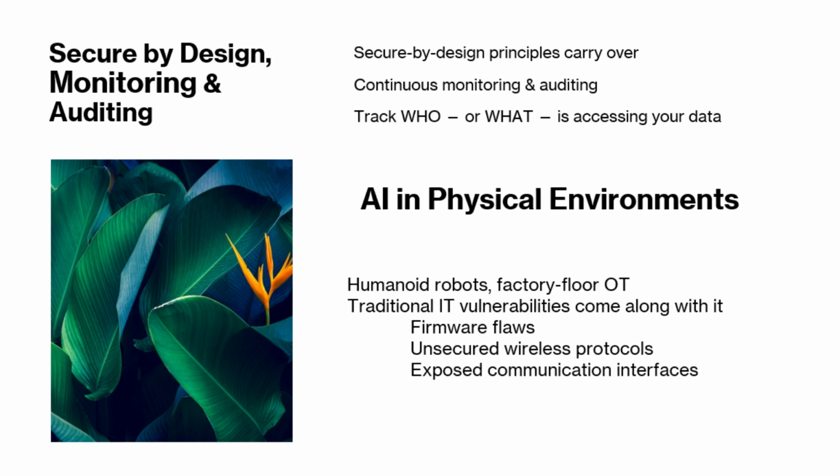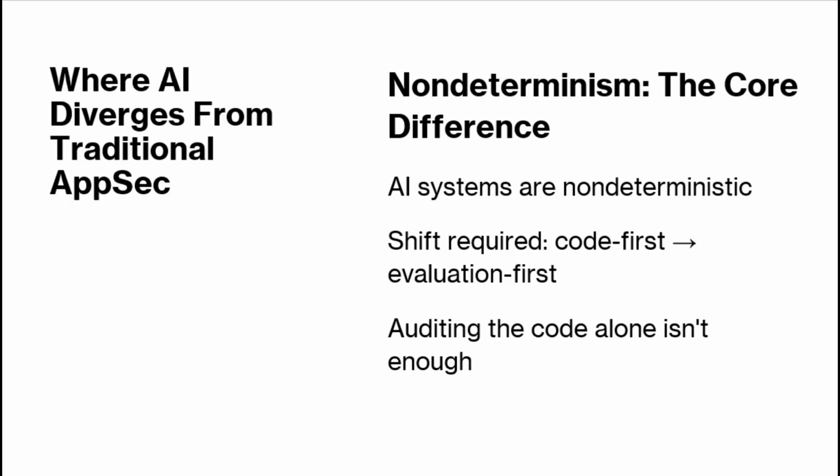Now, here's where it gets genuinely different from what traditional AppSec prepared us for. The most profound difference is in the underlying logic of the systems themselves. It is the problem of AI being non-deterministic. We talked about this in the episode on operational risks 2 weeks ago, so see that if you need to. It does force a shift in how we think about security, from a code-first mindset focused on implementation to an evaluation-first mindset focused on measuring whether the system's outcomes actually match its intended goals. You can't just audit the code and call it done.